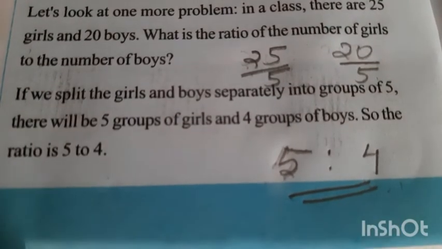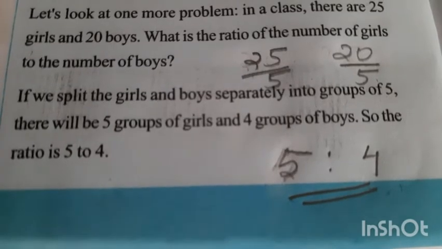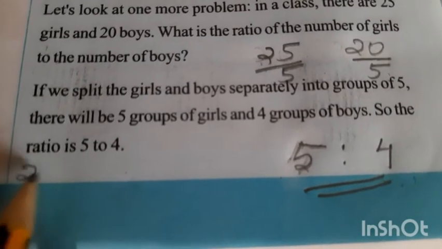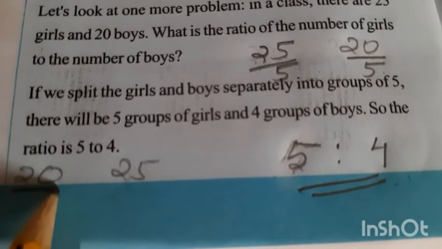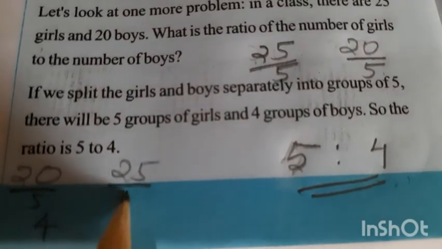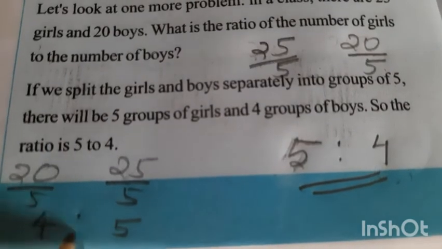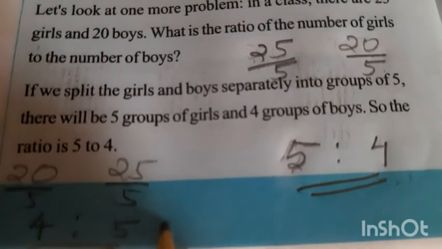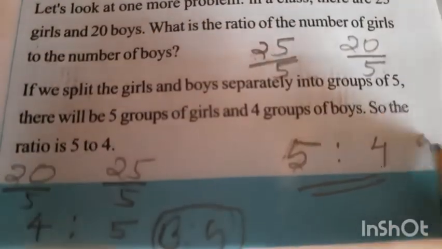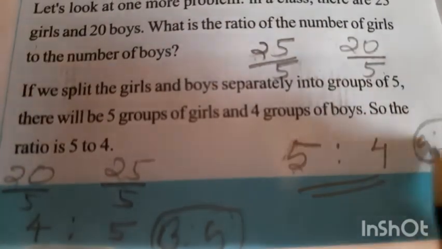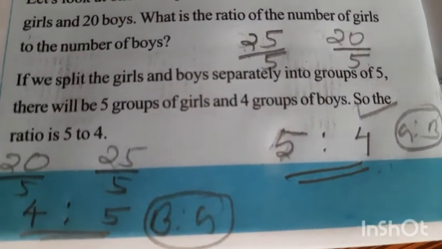If they ask reverse, number of boys to girls ratio, we can write 20 boys and 25 girls. So if we divide with the 5, we will get 4. Common number you have to divide. So 25 by 5 is 5 itself. So 4:5 is which one? Boys to girls ratio. But the question they ask, girls to boys ratio. So girls to boys ratio becomes 5:4. So according to the question you should write it down.